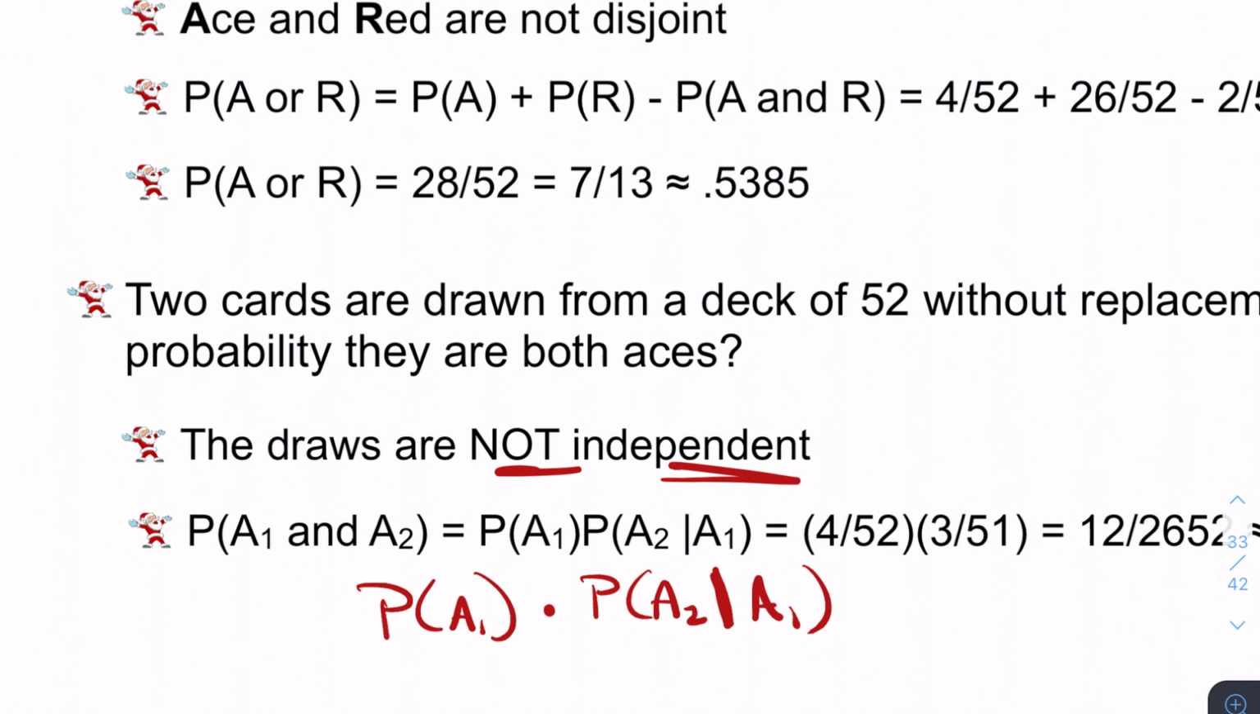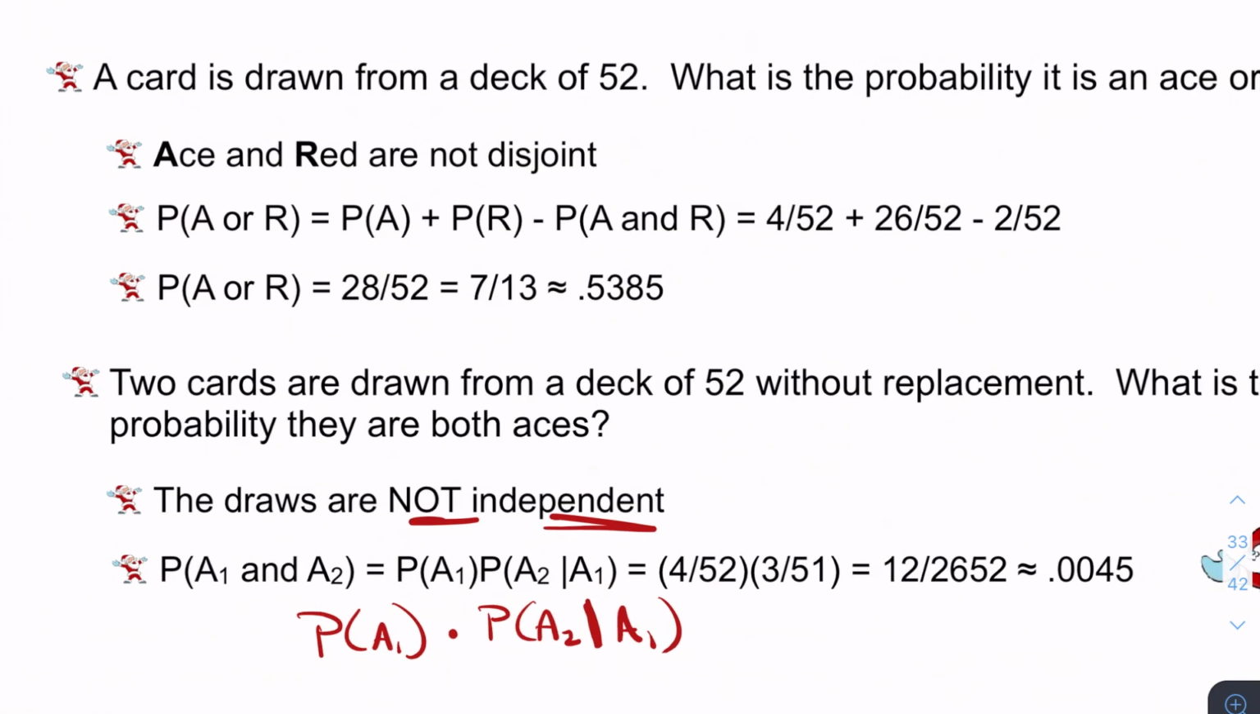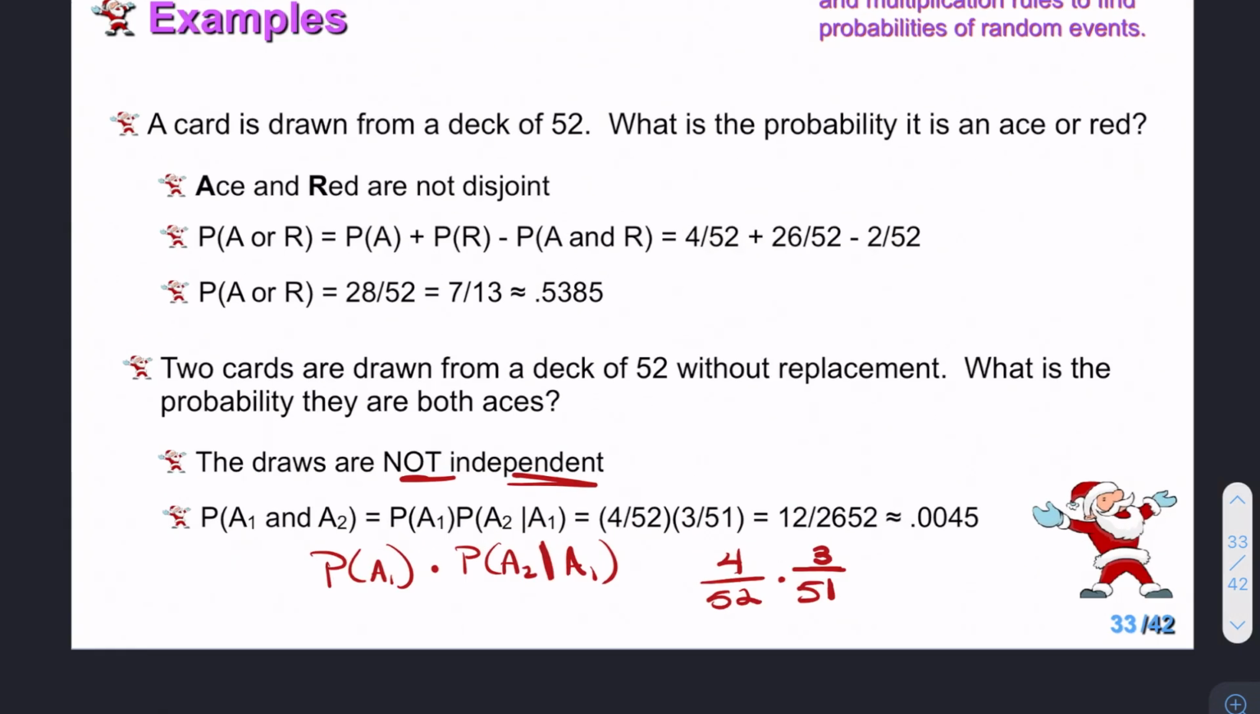What this turns out to be is as simple as you think. We have 4 aces and 52 deck of cards. Times, well, now there's 3 aces left. We're assuming you got the first one right. Only there's 51 cards left in the deck of cards. Notice that these reduce as we have more conditions on them, which is what we would think it would be.